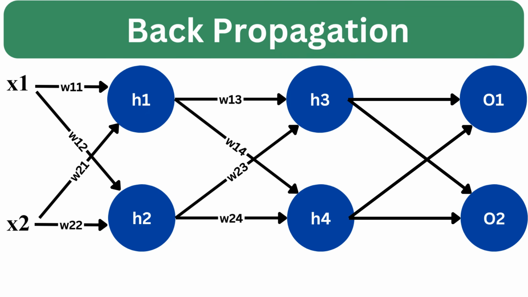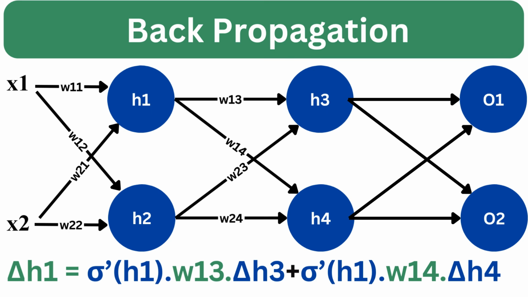That is, the H1 is connected with the two hidden neurons in the next layer, that are H3 and H4. So the delta at H1 would be computed by multiplying the derivative of H1 with the delta of H3 and the weight that is connecting between them, and then adding it to the derivative of H1 and the delta of H4 and the weight that is connecting them.